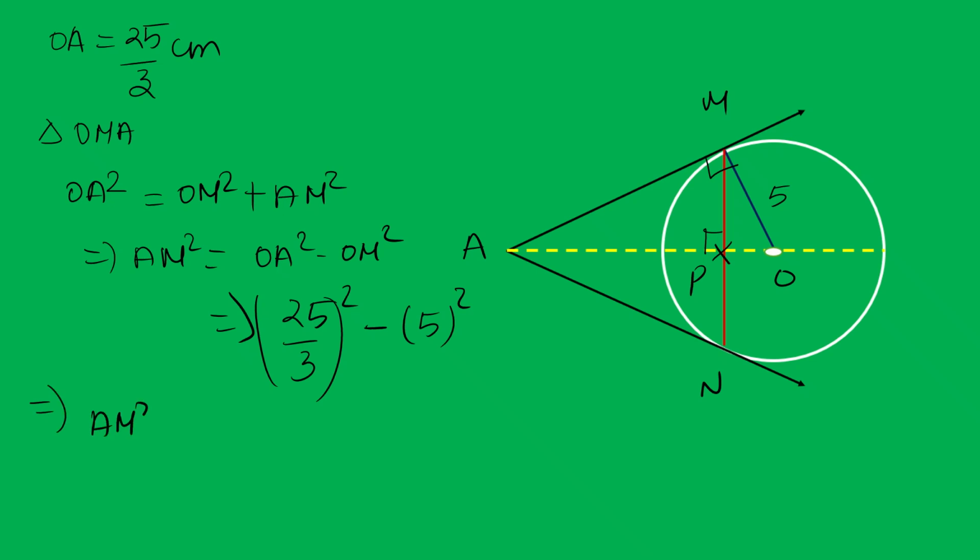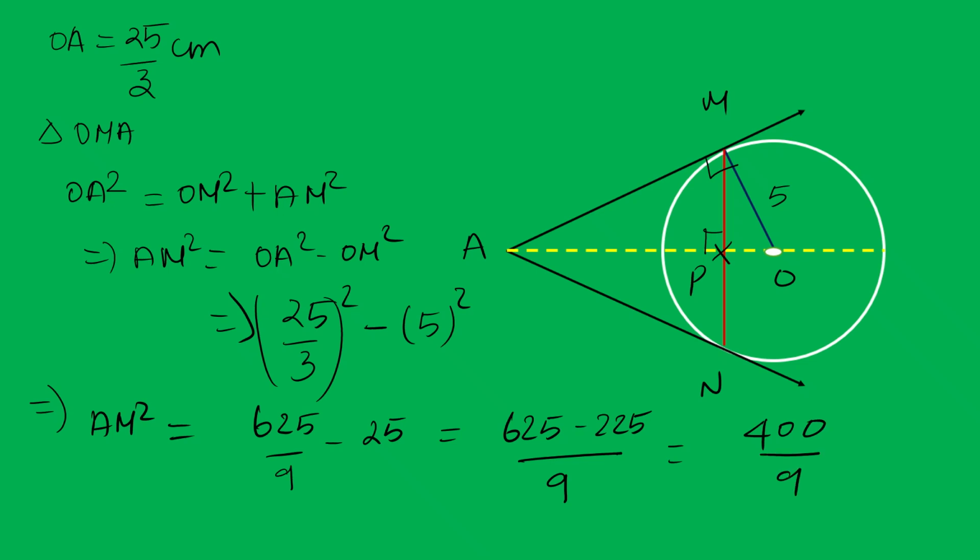Subtracting, what we get? AM square is equal to 625 by 9 minus 25, and when we take LCM 9, we get 625 minus 225 divided by 9, which is equal to 400 by 9. So AM, when we take square root, we get 400 square root is nothing but 20, 9 square root is nothing but 3. So 20 by 3 centimeter. That is, the length of the tangent AM is 20 by 3 centimeter.